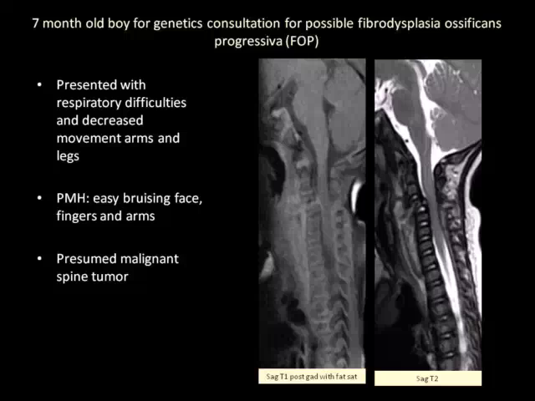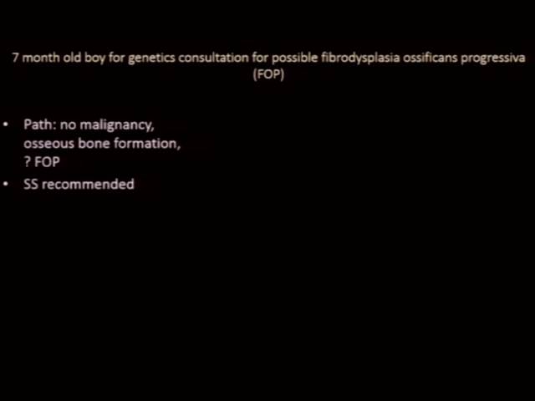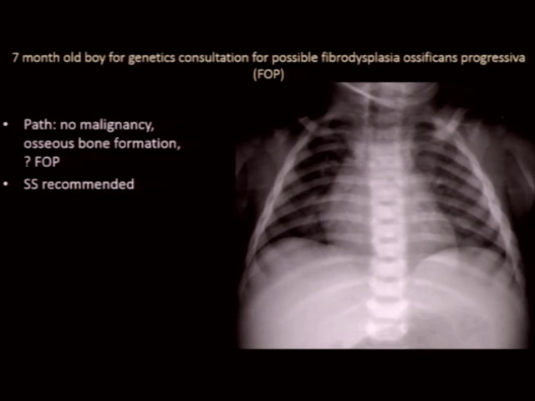The child was brought to the OR and this large soft tissue mass was resected. The pathology came back as no evidence for malignancy. And what they did see was some osseous bone formation. And because of the surprising pathology result, the pathology was sent out for a second opinion, and the experts raised the possibility of FOP. Because of that, a skeletal survey was recommended, and the skeletal survey showed multiple fractures of the ribs on the left.